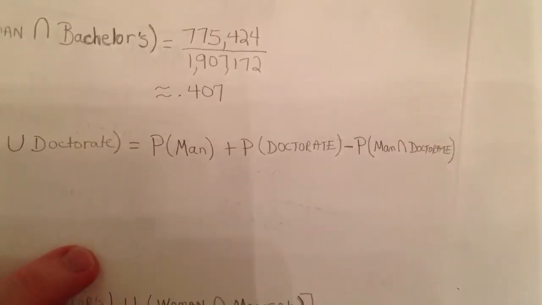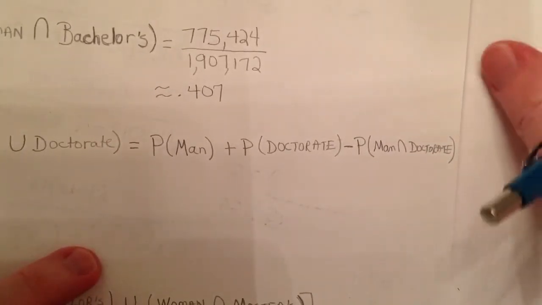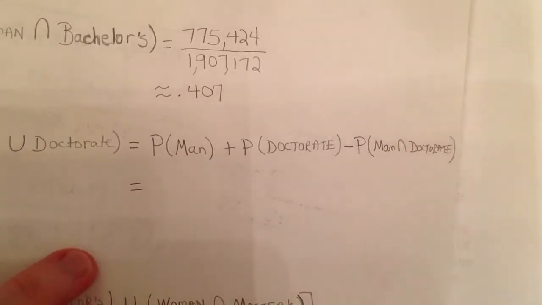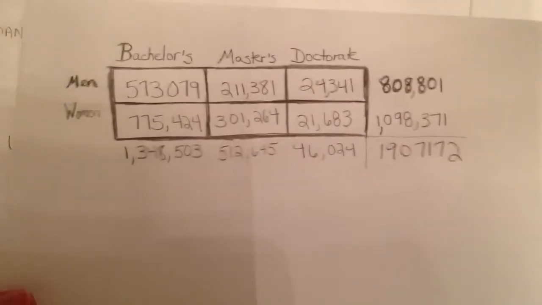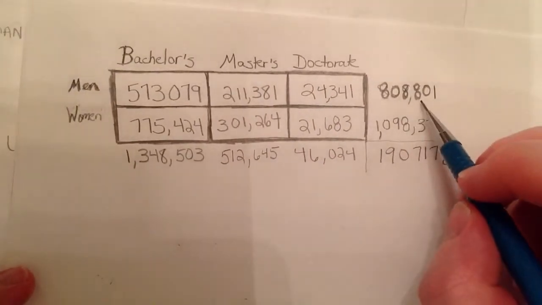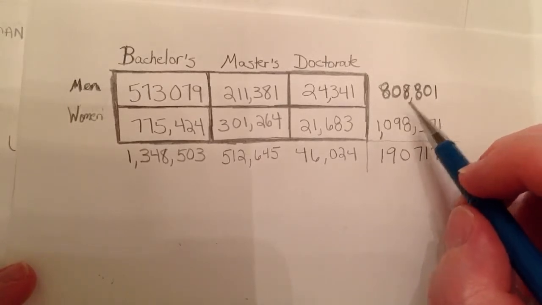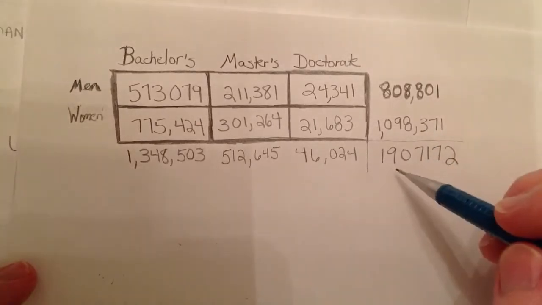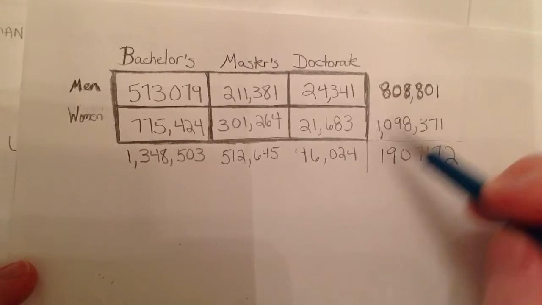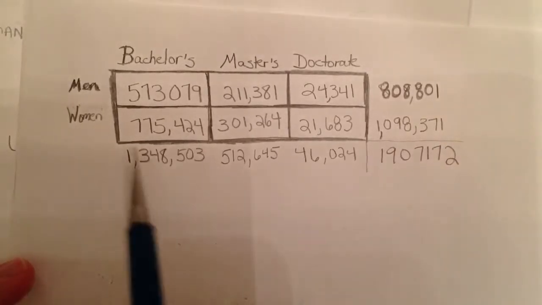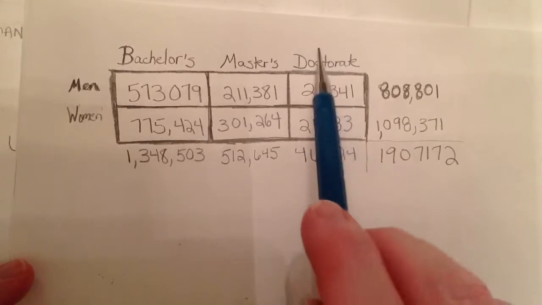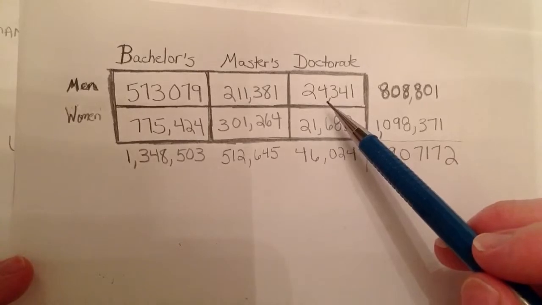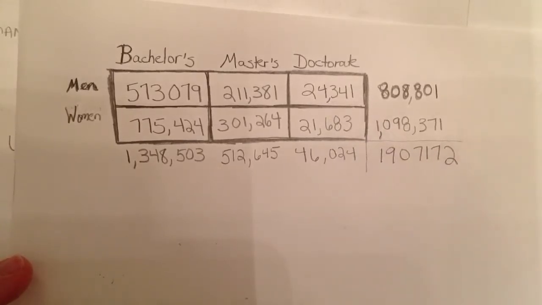And so with the addition rule, we have the probability of man, which will stem from the men category, plus the probability of doctorate, and you're going to subtract those that happen to have both qualifications. That is, the men who are also doctorates. Among the data, for the number of men in total, we have 808,801. For those with the doctorate, we have 46,024, and we're going to add these numbers together out of 1,907,172, and then deduct the number of those degree recipients who are men and who have a doctorate.